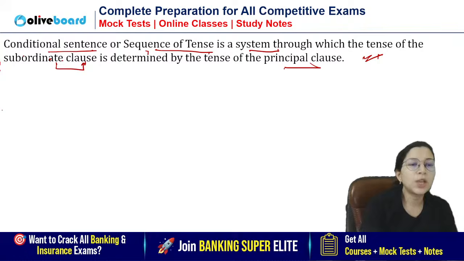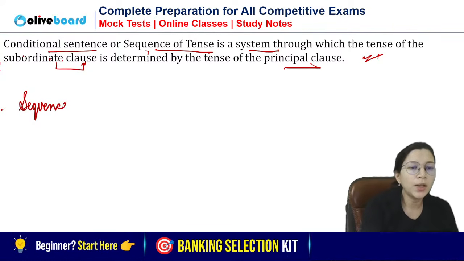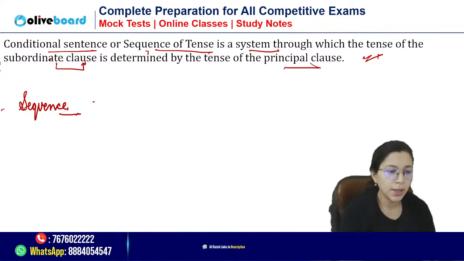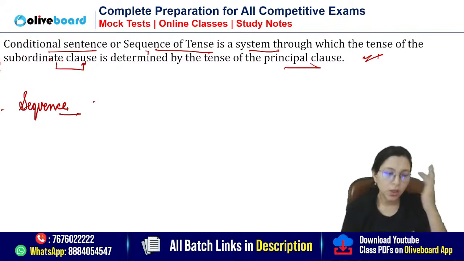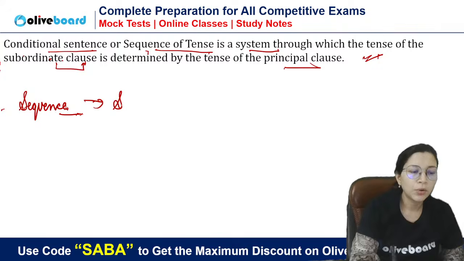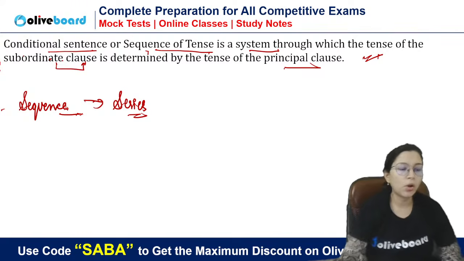See, what do you mean by the word sequence? What is the meaning of the word sequence? Tell me. Series, can we say in simple terms? Sequence of something means series of something, right? Order, series. So when do we have the series or order?